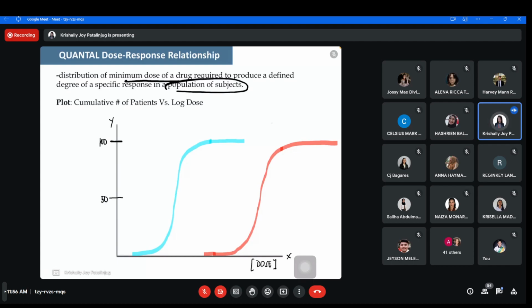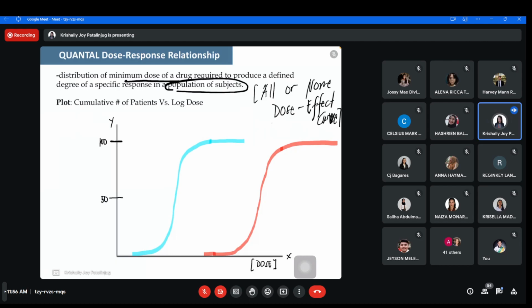Okay, or sometimes in other references, ang quantal dose effect or dose response relationship is also known as all or none dose effect relationship. Okay? Or curve. Sige.